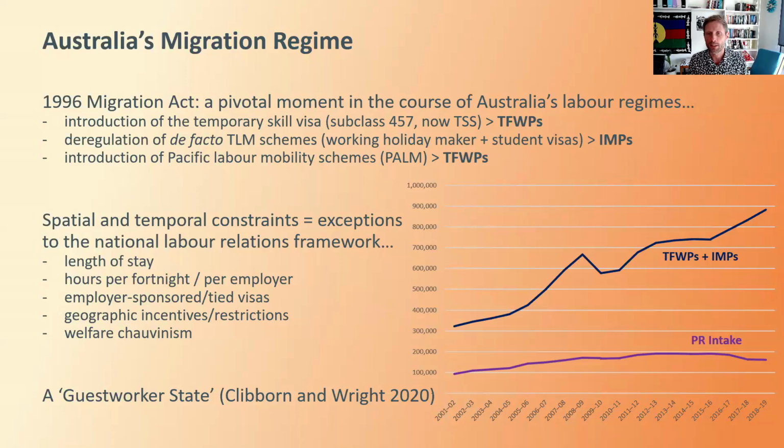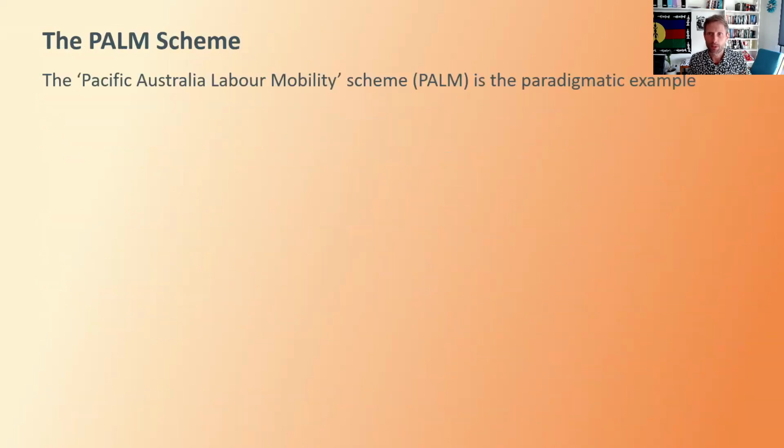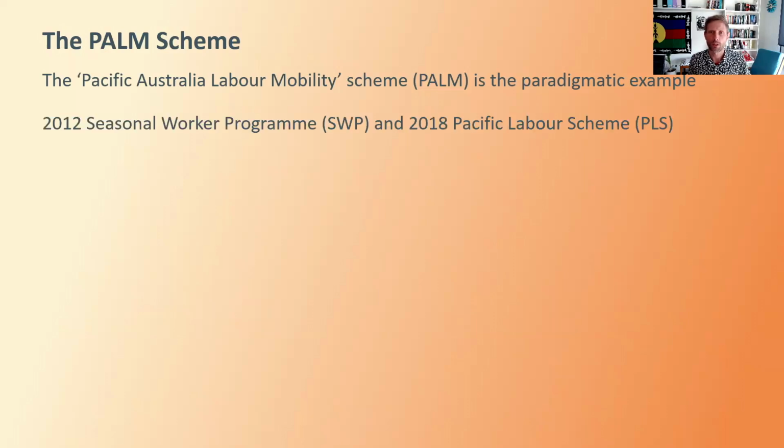All of this culminates in what my colleagues Stephen Clibborn and Chris Wright have referred to as Australia becoming a guest worker state, which is quite important because Australia has attested never to be a guest worker country. And so we've seen a real paradigm shift occurring over the last couple of decades. The PALM scheme in particular is really the paradigmatic example of this trend towards guest work.